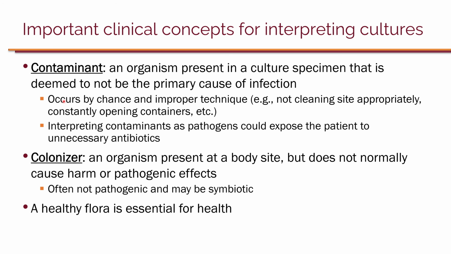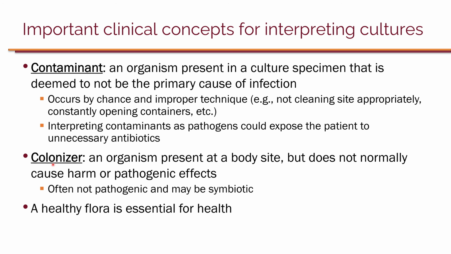Now, a couple of concepts to keep in mind. One is the concept of a contaminant. A contaminant is an organism present in a culture specimen that is deemed to not be the primary cause of infection. In other words, if you were suspecting an infection and you took a specimen from the site of infection, but it got contaminated, meaning bacteria from other places, perhaps the person handling the sample or other environments, made it to the sample, those are essentially the contaminants. And there are techniques that people can use to minimize the risk of contamination of the sample.